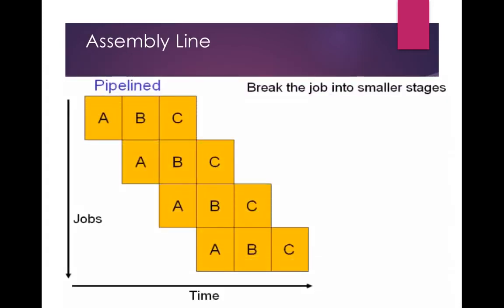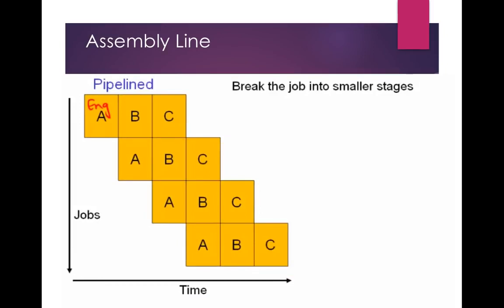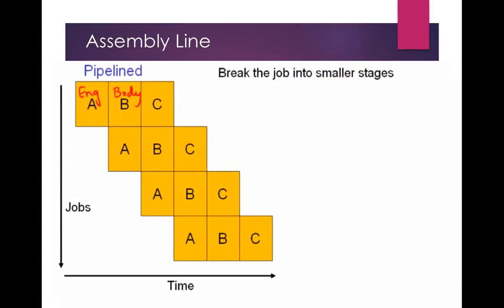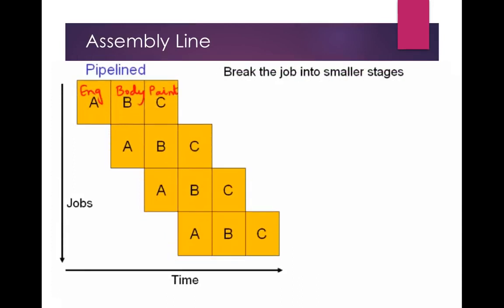When you see the pipelining concept, we are breaking the job into smaller stages. That is the same concept we are going to use for program execution. So consider here A, B, C. We are manufacturing a car, and we are splitting it into smaller stages. A means manufacturing the engine alone, and then manufacturing the body part, that is B, and then we are going for painting, that is C, right? So here in pipelining we are splitting the job into smaller stages.